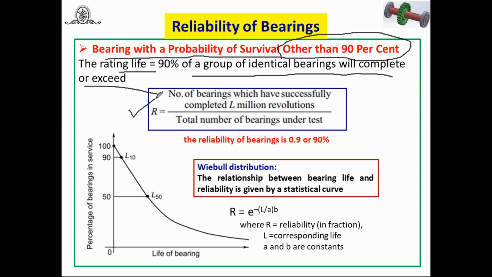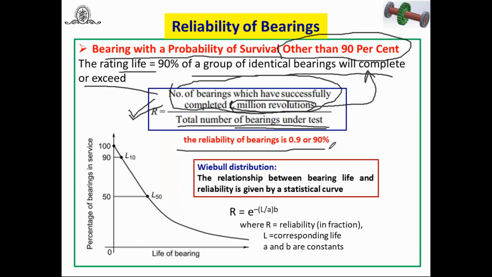Reliability is defined as the ratio of the number of bearings which have successfully completed n million revolutions, where n million revolutions means 90% of the bearings can sustain, upon the total number of bearings under test. That is the reliability. When we are considering the rating life with probability of survival of 90% of the group, that means the reliability of the bearing is 0.9 or 90%. Always that is assumed, because we are considering L10 life, that means 90% of the bearings.